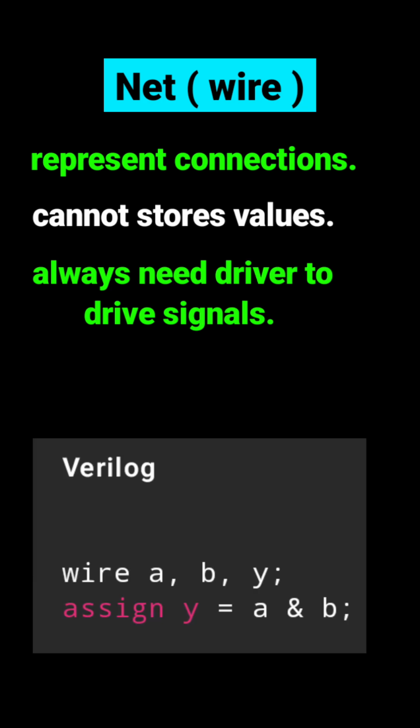First one is net. Nets represent connections between hardware components. They cannot store values, they just reflect whatever is being driven on them.